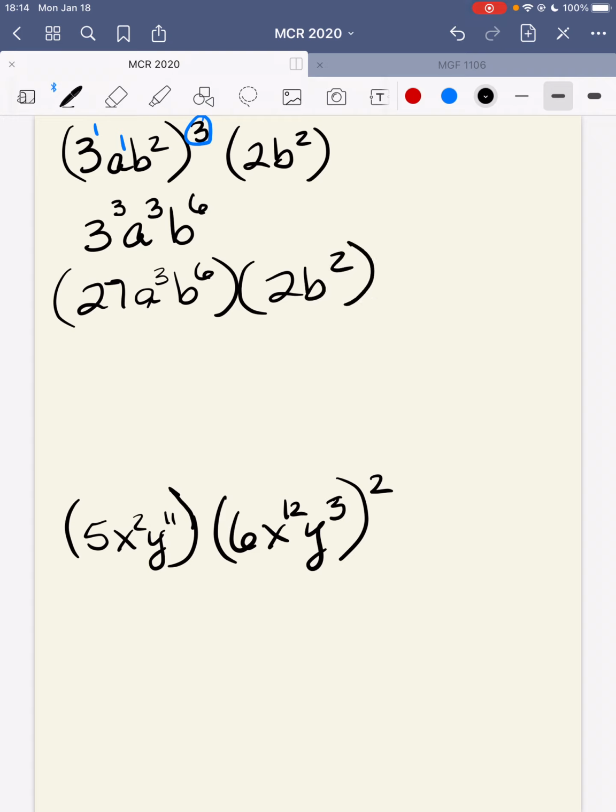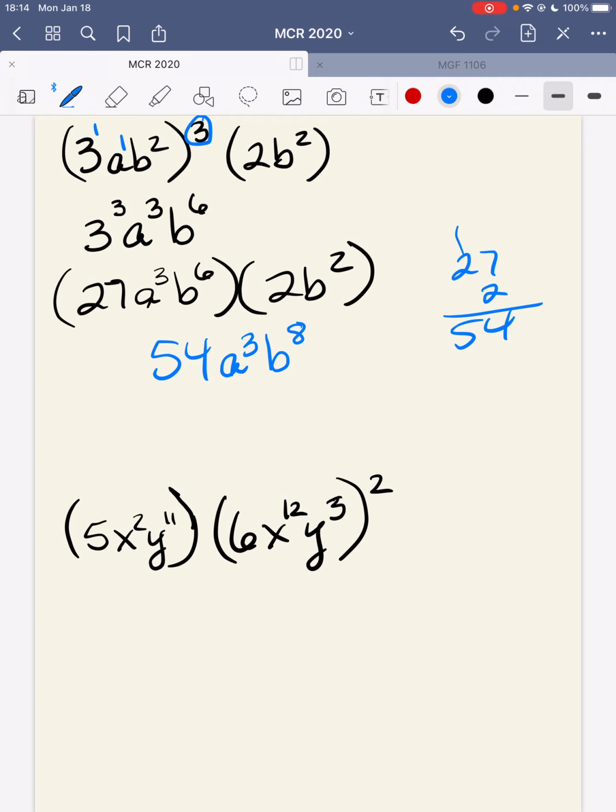My variables are the easiest, so I'm going to do those first. I don't have any a's in the second one, so I just have a to the 3rd. I have b to the 6 plus 2, so I have b to the 8. And then I have 27 times 2. If you need to do some scratch work off to the side, that's totally okay. So we have 54, and we're done. Let's go ahead and look at the next one.